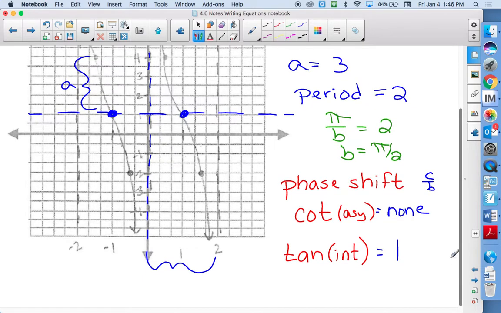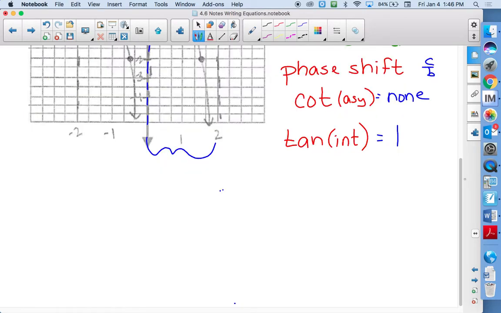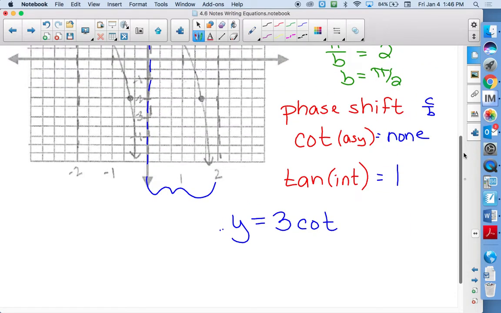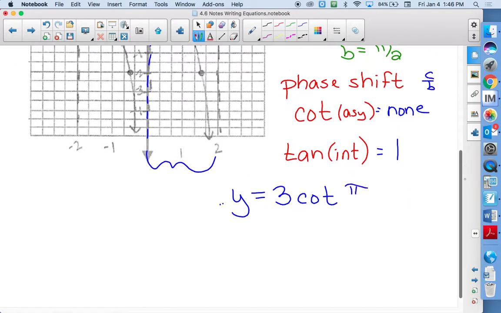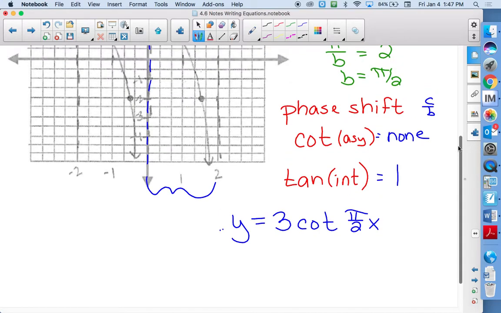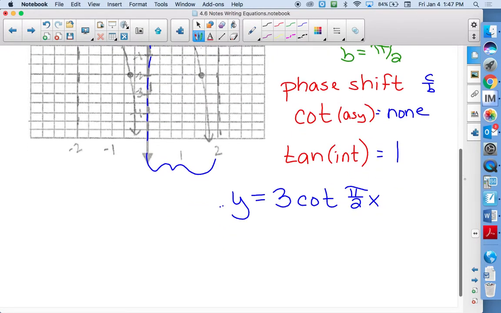So when we go to write the equation, we'll start with cotangent, since this graph looks like cotangent. We said A was 3. We have a cotangent graph. B is pi over 2 because the period was 2. There wasn't a phase shift, so you just place an x next to the B value. There are no parentheses if there isn't a phase shift. And then the last part, the D value, shifted up to 1, so that D value you just add to the back.